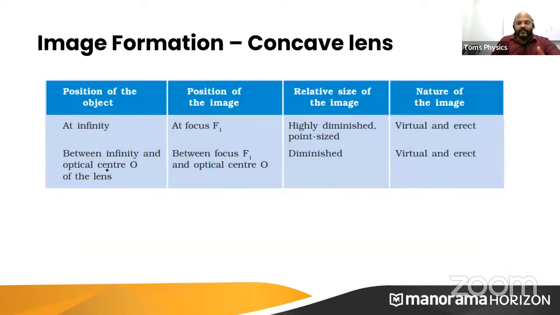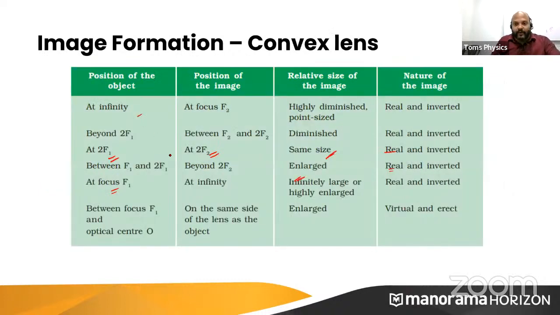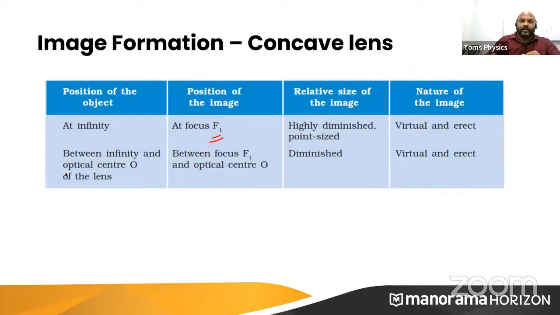Now, for a concave lens, if the object is at infinity, the image forms at the focus. But note the difference here. In this particular case, we say that the image is forming at f1, that is the focus on the left-hand side, the same size as the object. In the previous case, it was not on the left-hand side. It was on the opposite side at f2. So that means that in this particular case, for a concave lens, the image formed is virtual and on the same side as the object is being placed with relation to the concave lens.